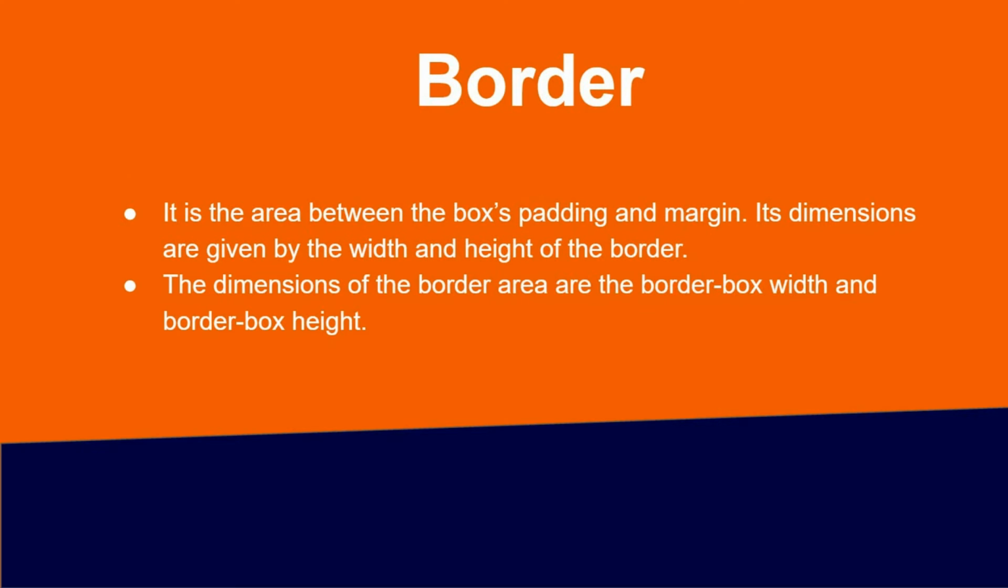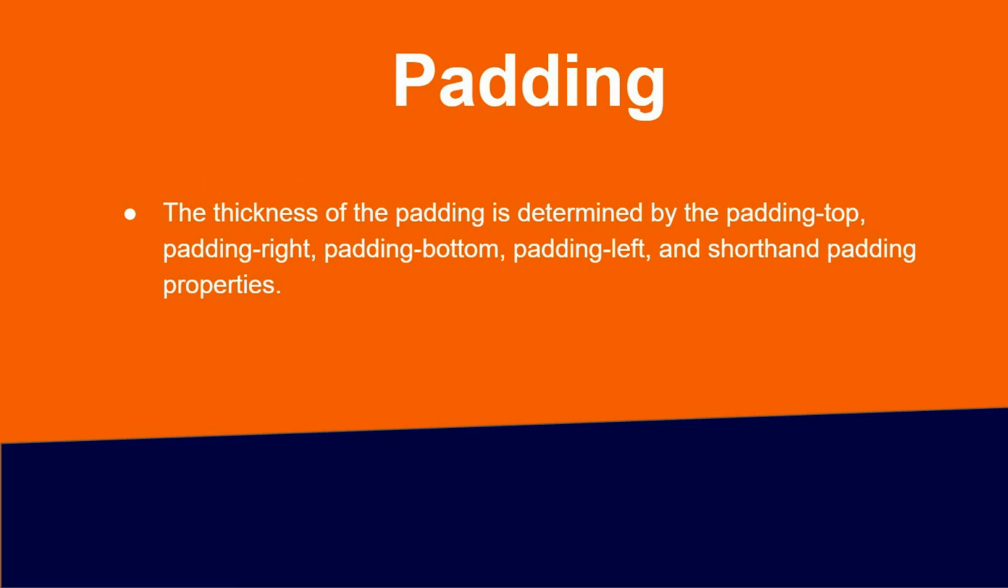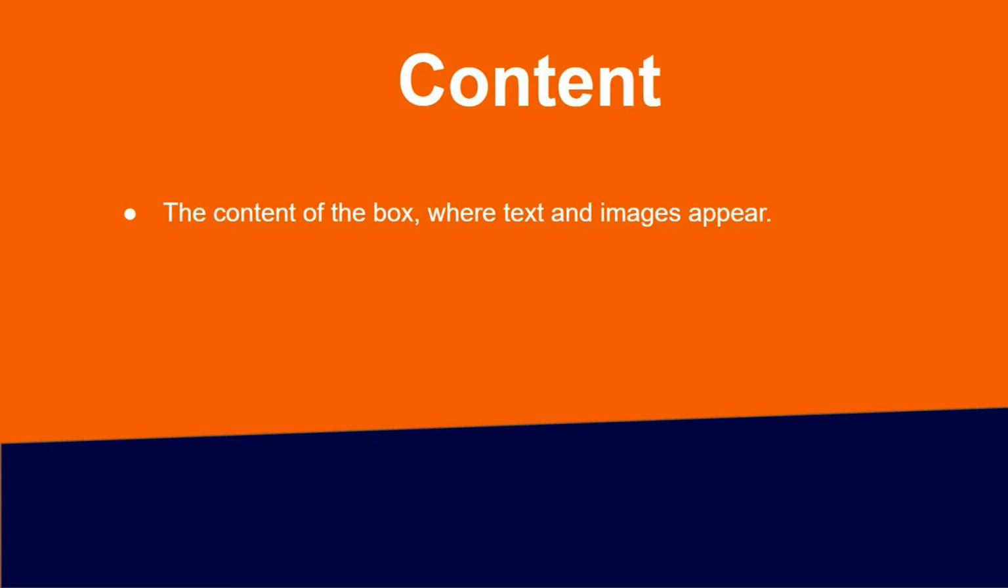So the border is basically the area between the box padding and margin. The dimensions of the border area are the border box width and the border box height. Padding, the thickness of padding is determined by padding top, padding right, padding bottom, padding left, and also the shorthand. You can use padding properties as mentioned earlier. So the content, basically this is where you put everything on your web page, images, texts, and many others.